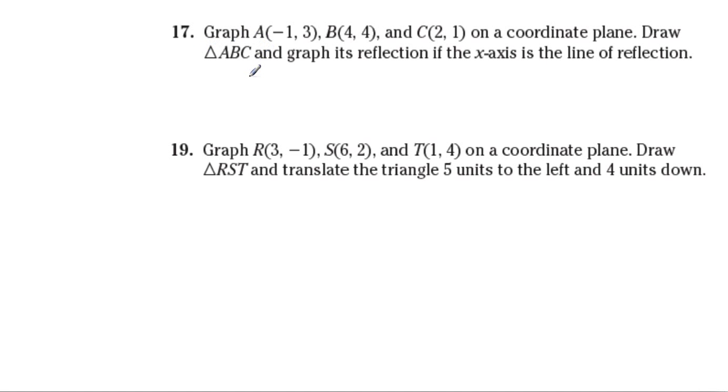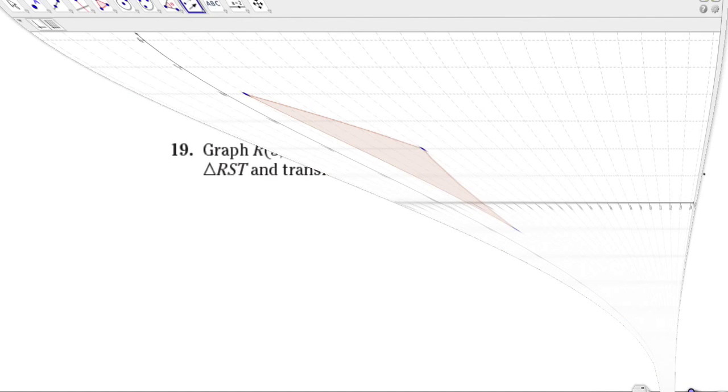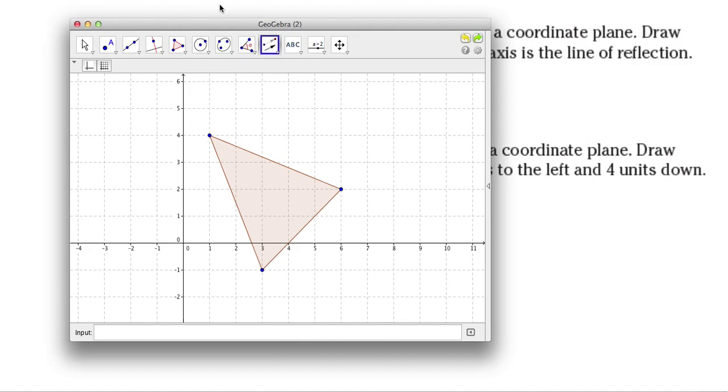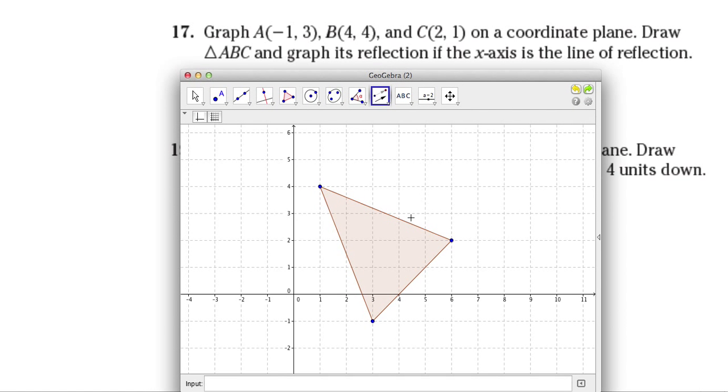So if you look at number 17, it says graph point A, which is negative 1, 3, point B, 4, 4, and C, 2, 1 on a coordinate plane. Draw triangle ABC and graph its reflection if the x-axis is the line of reflection. I did this already, and this is number 17 right here. That is the triangle that was formed by the three vertices given. These vertices were negative 1, 3, which is A.